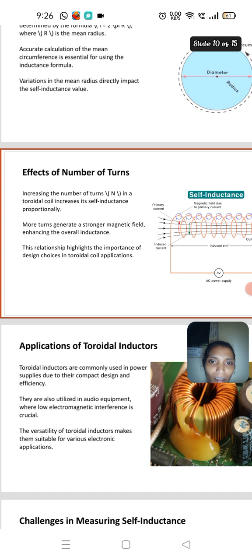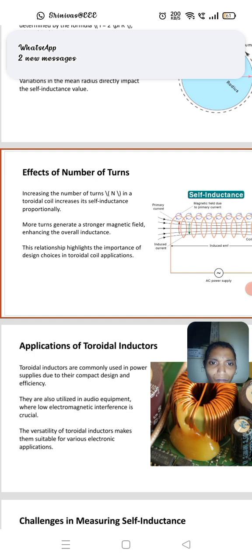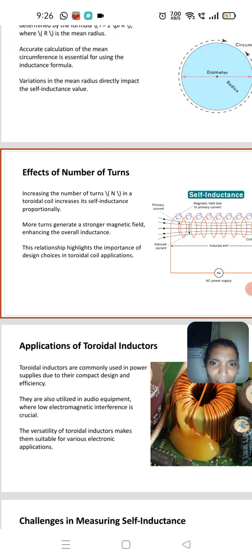Effects of number of turns. Increasing the number of turns n in a toroidal coil increases its self-inductance proportionally. More turns generate a stronger magnetic field, enhancing the inductance proportionally. This relationship highlights the importance of design choices in toroidal coil applications.